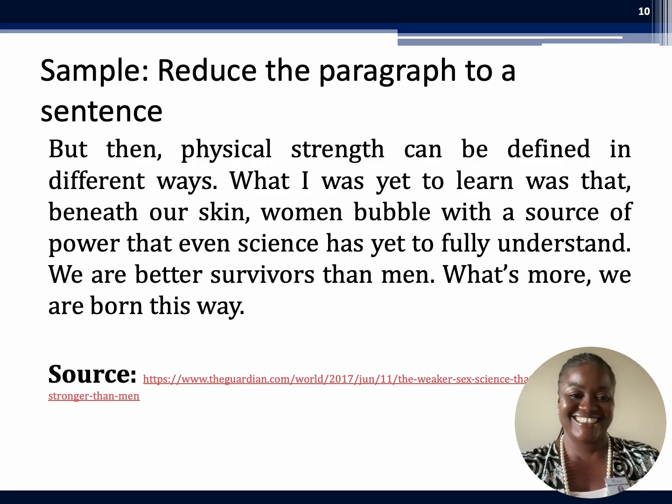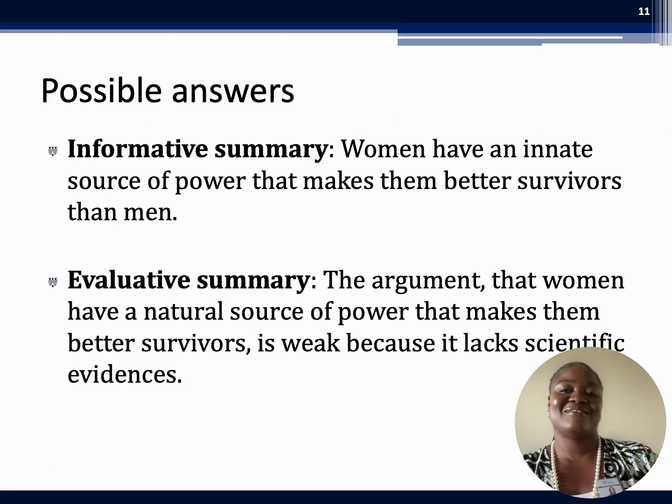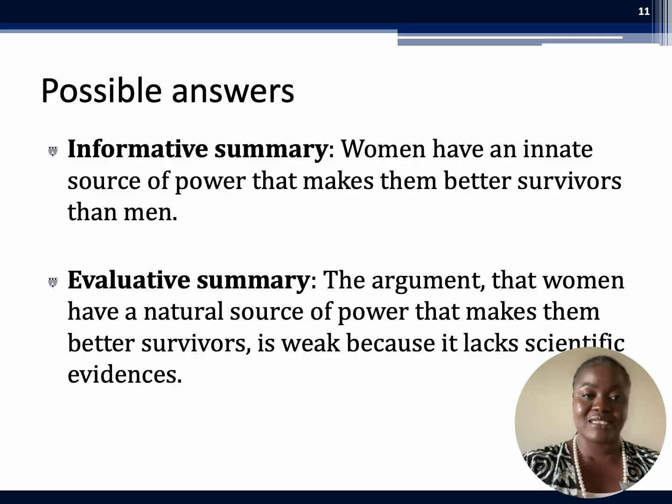So that said, what are the likely answers for each of them? Imagine that we were to, based on this paragraph, have informative summary, evaluative summary, and which other one now? We can go with those two. So what would your answers be for the different types of summary? Let's see possible answers. For informative summary, we can say women have an innate source of power that makes them better survivors than men. That's compressing an entire paragraph into one sentence.